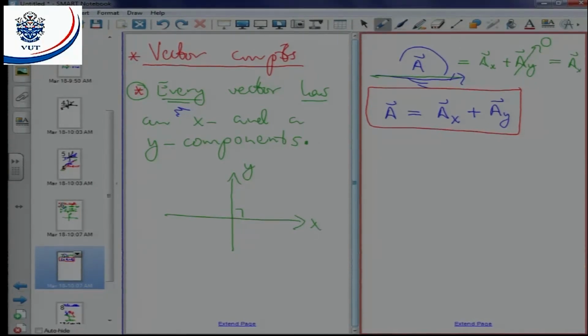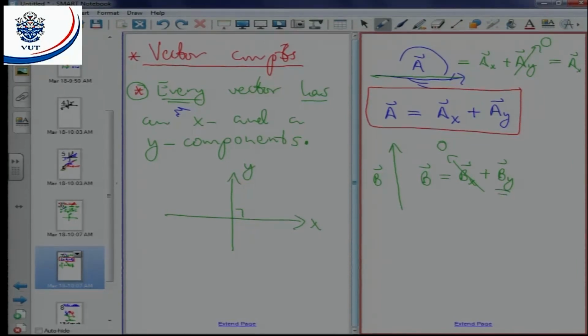Okay, we can also draw another vector, let's call it vector b, which only has a y component, so it's directed in the y direction. So b is equal to bx plus by, and these are vectors, but in this case we've just said that there is no x contribution, so b is just by.